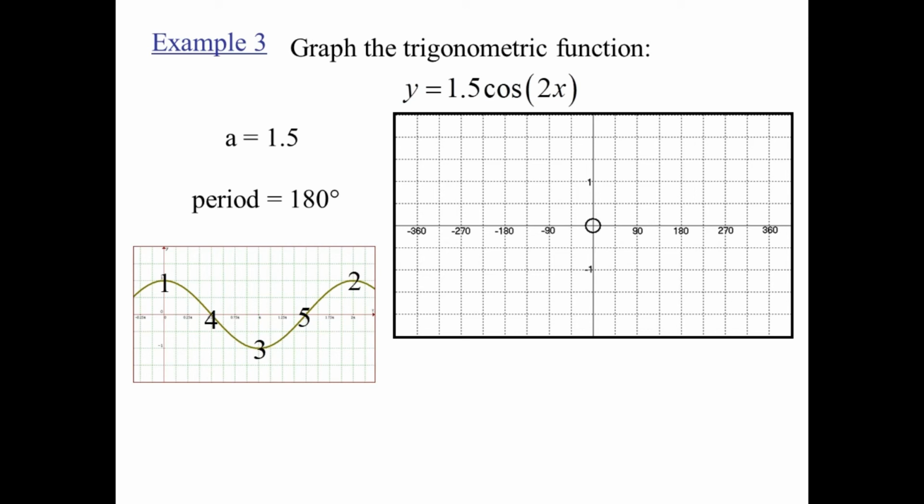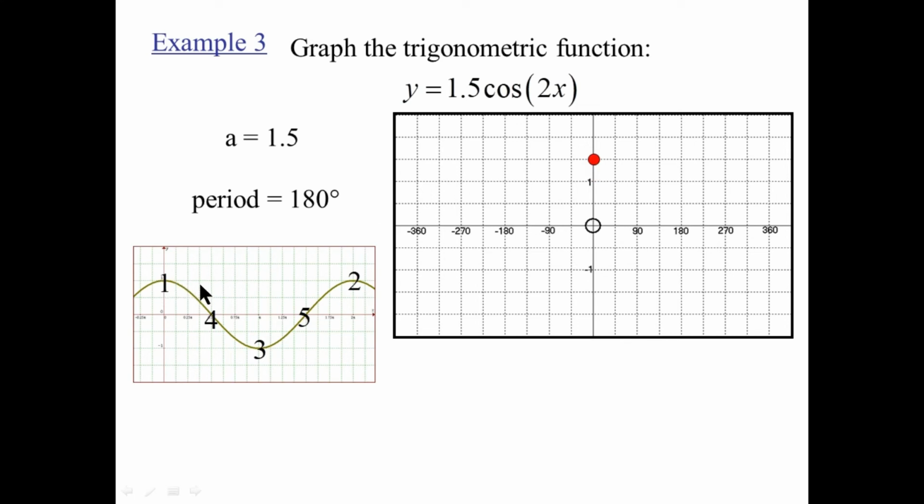Let's attempt to graph those 5 points. Point 1. Well, let's see. Point 1 is an amplitude above the origin. So we'll go to the origin and we'll go an amplitude, which is 1.5 above the origin. So we'll go to there and we'll put a point.